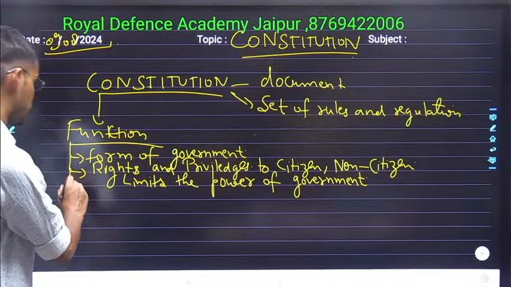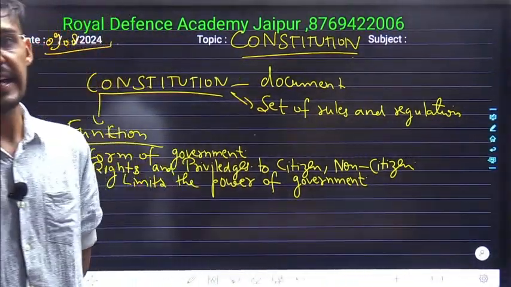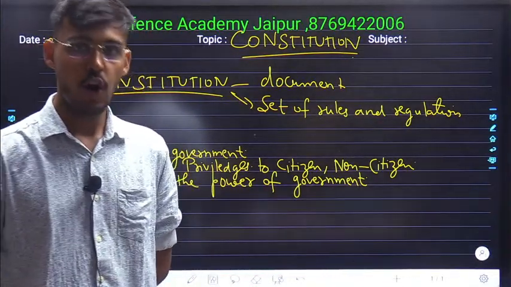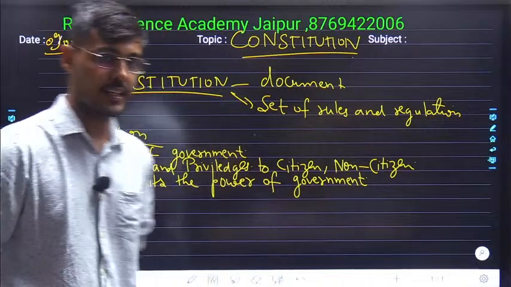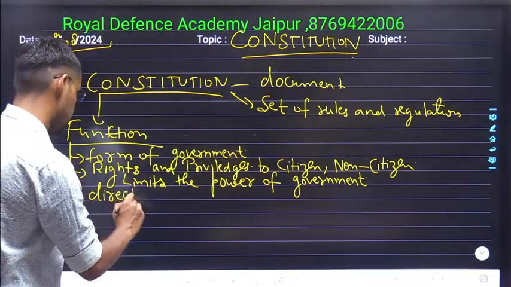So the constitution is also a directive document that directs the government or the executive to do certain things or not do certain things. It is also a directive document.